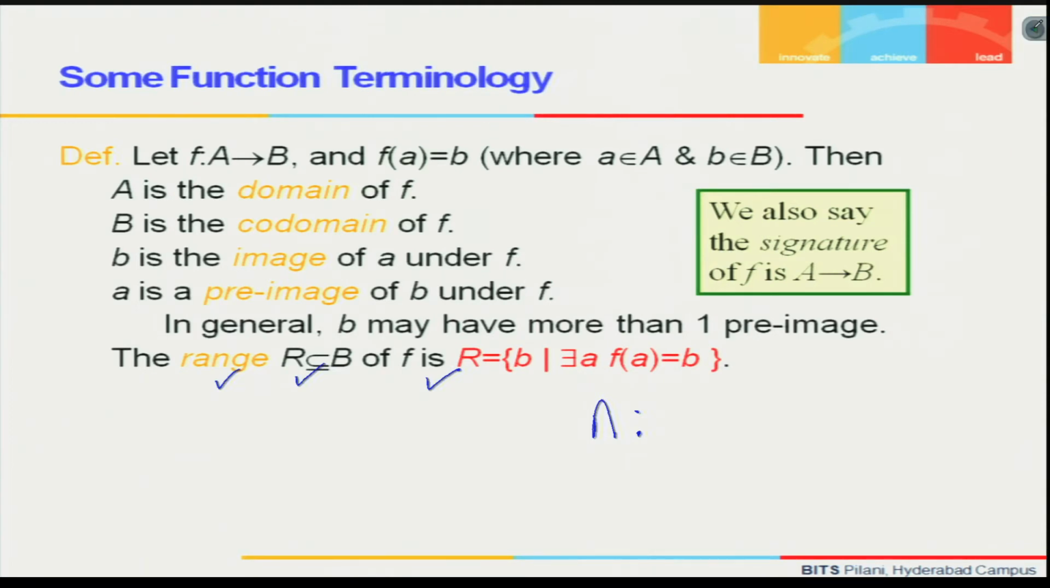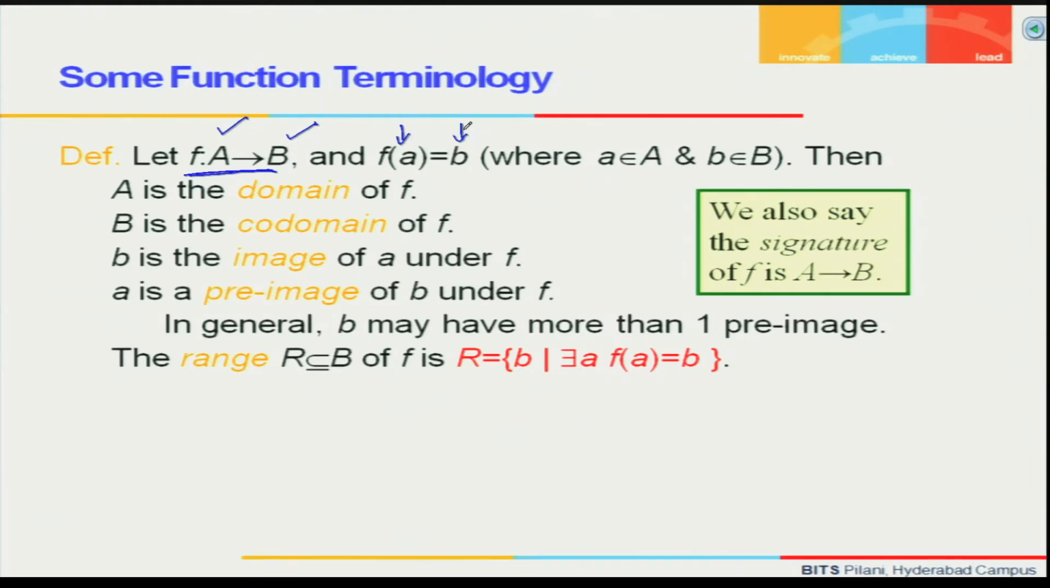Let us see now some terminology that is there around these functions. When f is a function from A to B, we say A is the domain and B is the codomain. When you define B as f of A, then you say B is the image of A and A is the pre-image of B under the function that we are considering.